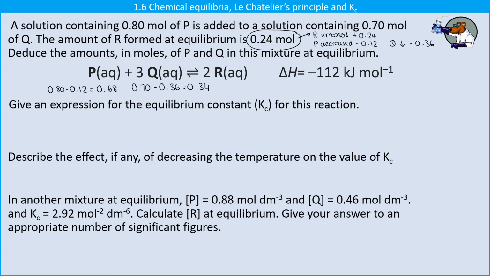My next thing is that I need to provide an expression. The way that a Kc expression works is that I've got square brackets for concentration, my products are going on the top of the fraction, and I'm using the coefficients as my powers. So R is squared because there are 2 moles of R in that symbol equation, and Q is to the power of 3 because there are 3 moles of Q in that symbol equation.